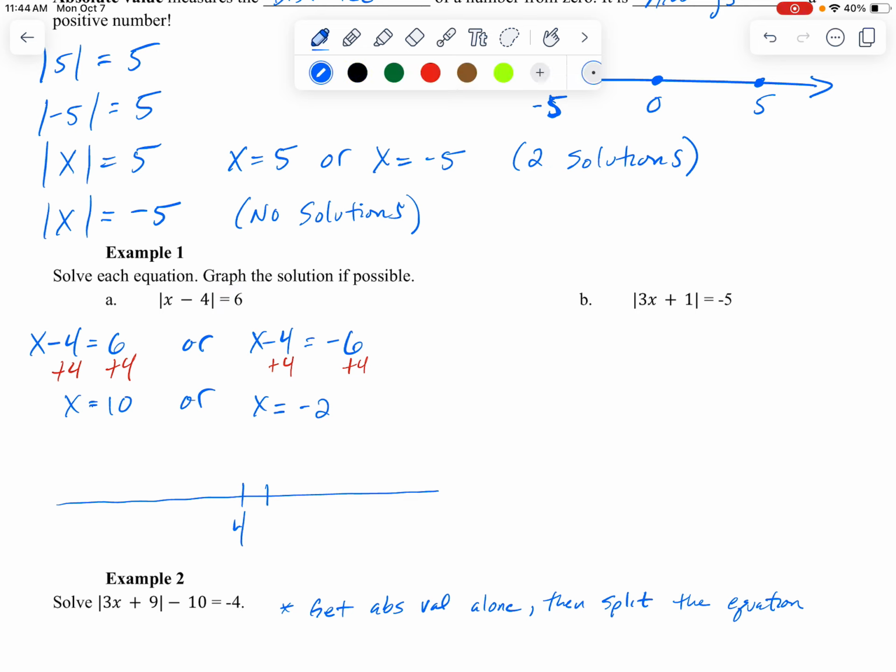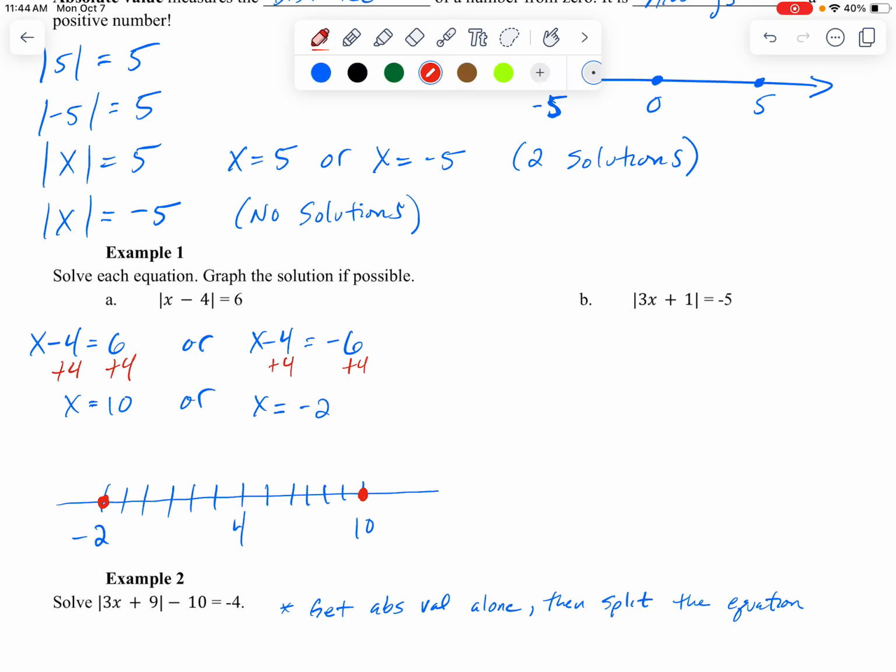So if we take 4 plus 6, we end up at 10. And if we take 4 minus 6, we end up at -2. Those are our two solutions, and this is how it relates back to our equation. Okay, if this were just x, then it would be distance from 0. Our solutions would be 6 and -6. But since I've subtracted 4 here, that shifts my center, and my two solutions become 6 away from that center.